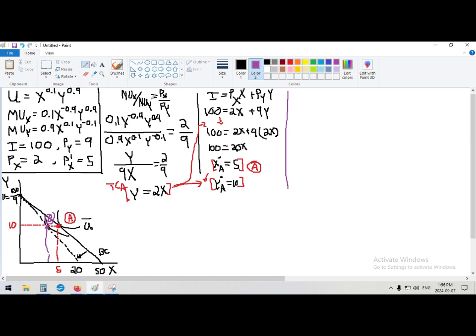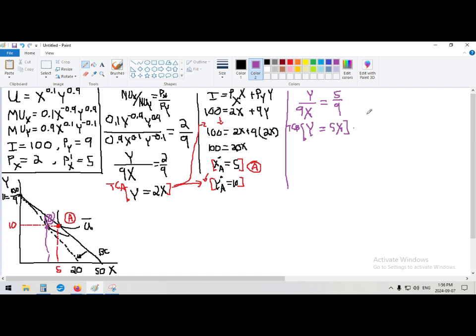We'll have the same tangency condition, so most of this work over here will be the same. The left-hand side, nothing changed, so that's going to be y divided by 9x. And then on the right-hand side, we just have to change the prices. So instead of the old px, we're going to have the new one, which will be 5 over 9. Same thing as before, the 9's cancel, we can move the x over, and we get y equals 5x. That's our tangency condition for B.